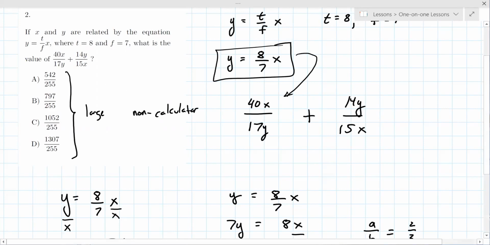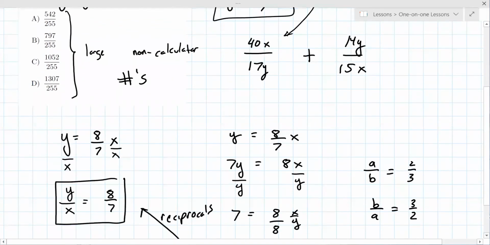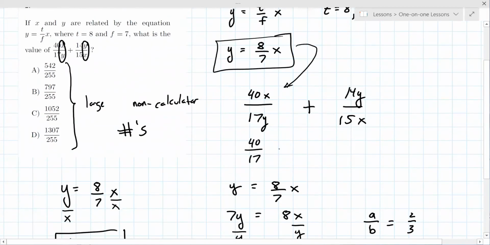So the answers are all numbers. Do you agree with that? Do you see that they're all numbers? That means that we have to find something for x over y and y over x. And we've done that. Like x over y is really 7 over 8. That's down here. Okay. So this is 40 over 17 times 7 over 8. Okay. Plus 14 over 15, and then y over x is 8 over 7. Okay.